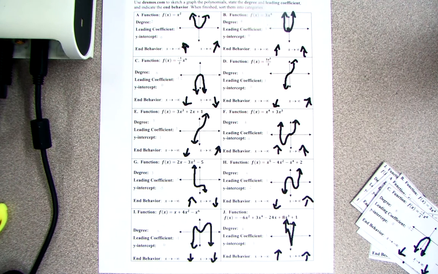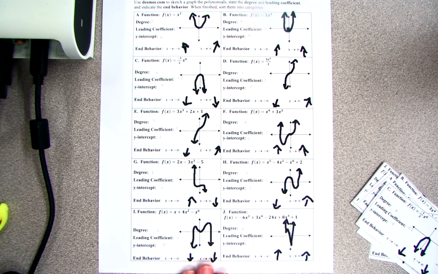In the last homework assignment for last week, you were asked to use Desmos on this worksheet and then finally sort at the end. Like, what groups could you put these in? So I'd like you to look at the shape or the end behavior of each of these graphs.